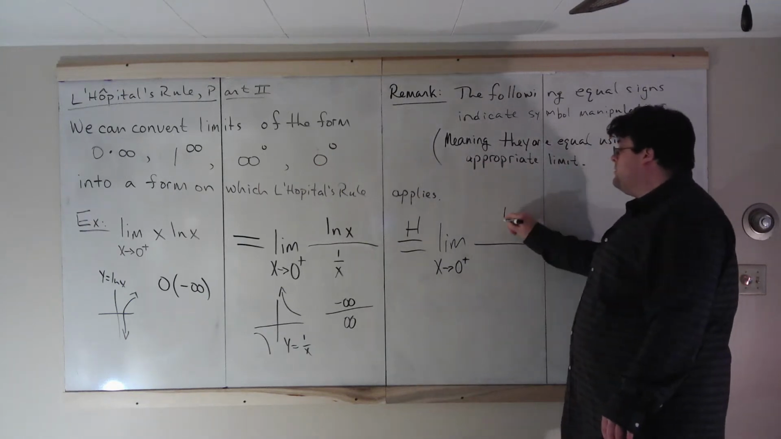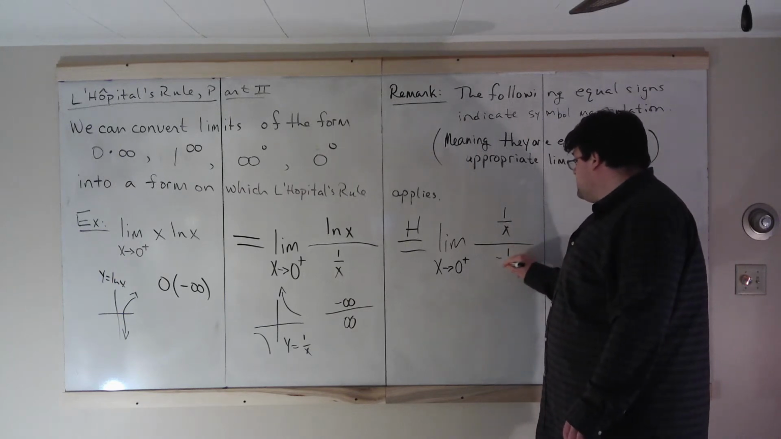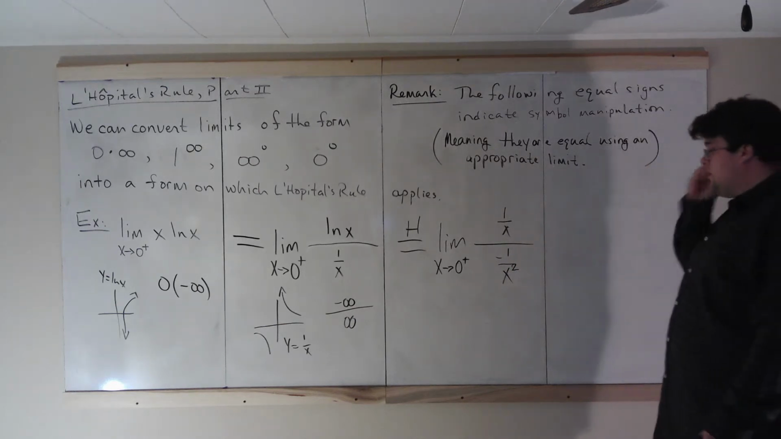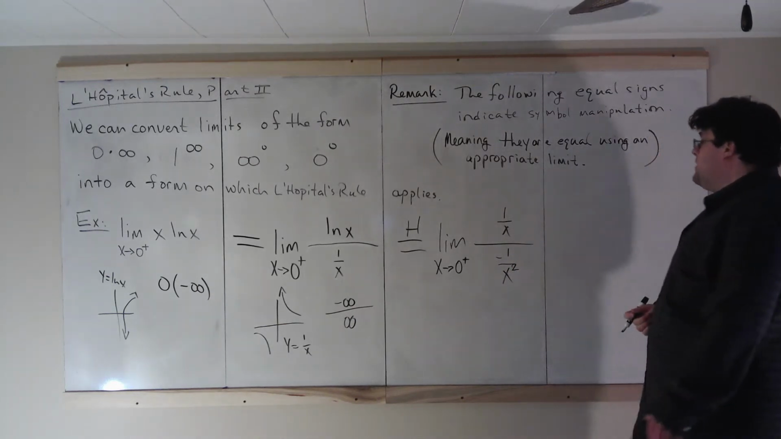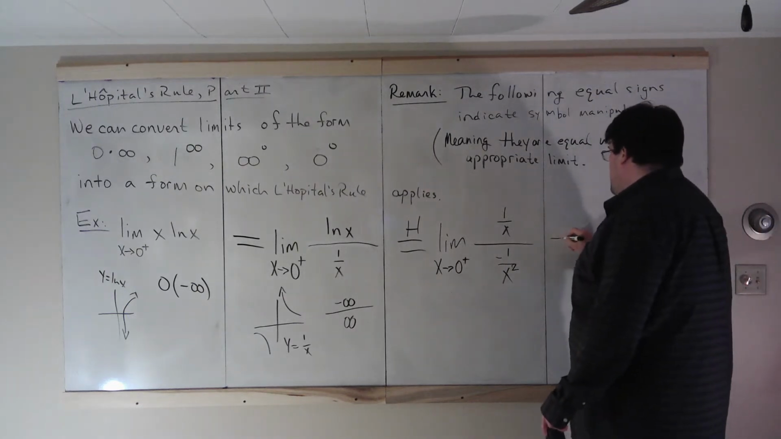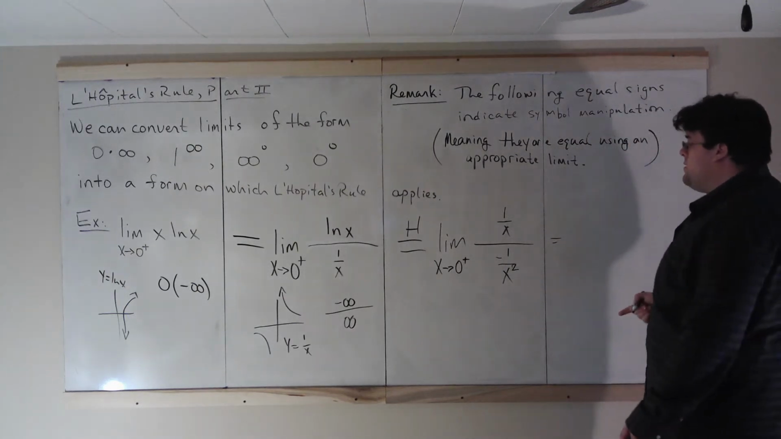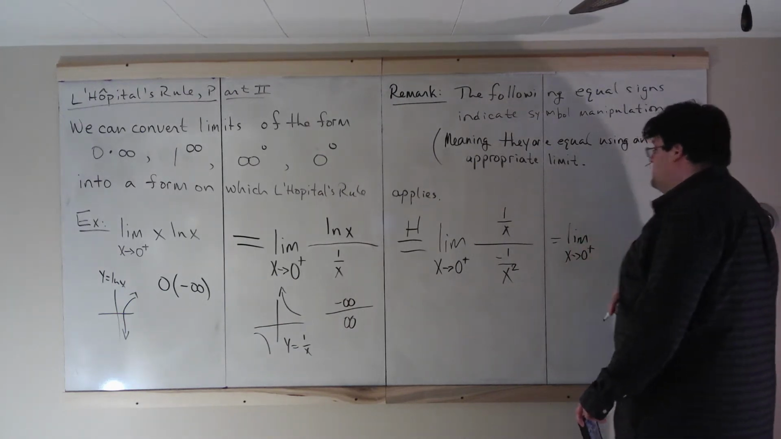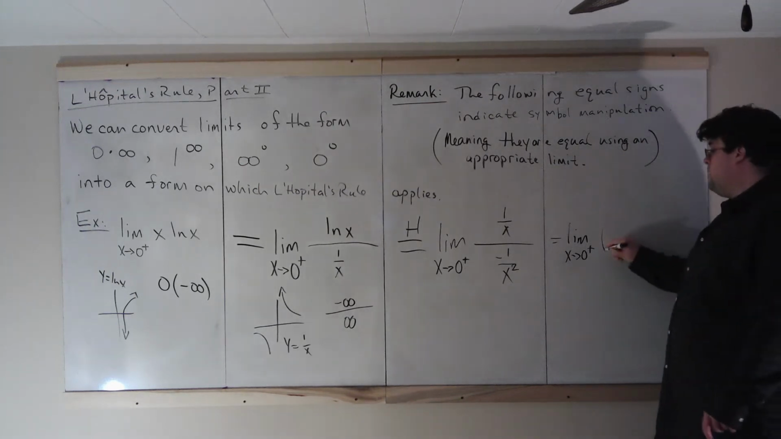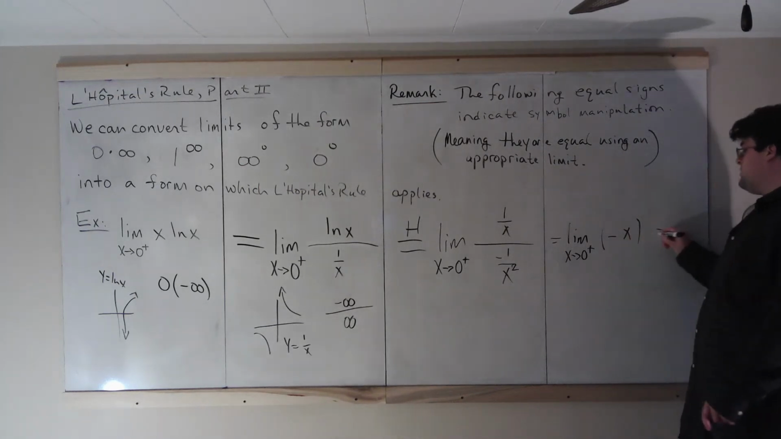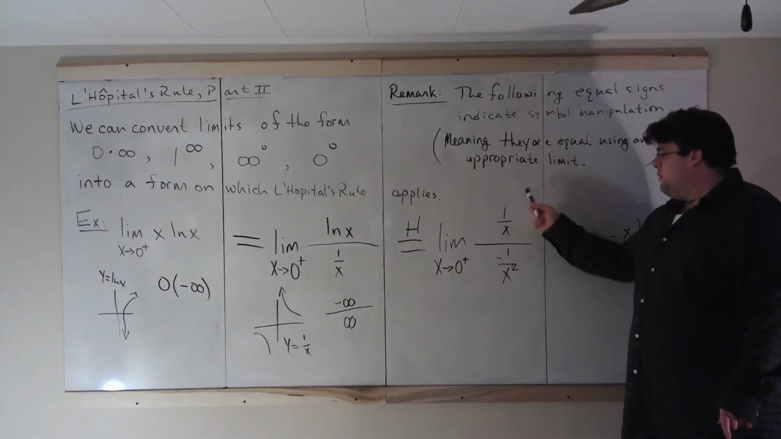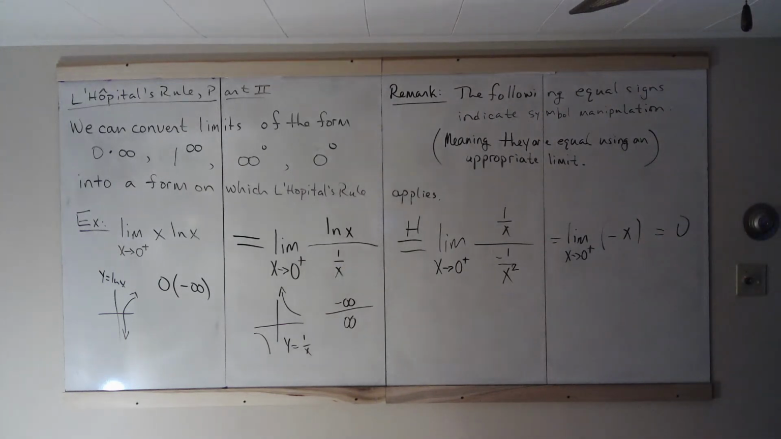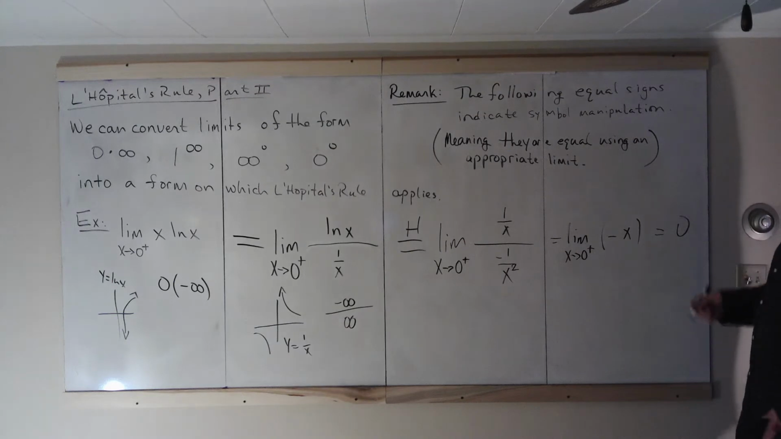Derivative of the top, 1 over x. Derivative of the bottom, here's one of those cases where jumping straight from 1 over x to its derivative, negative 1 over x squared, is, I think, more convenient. Because now we're going to have to simplify this, because right now it's not clear what this limit is. And how does this simplify? It's still a limit as x goes to 0 from the right. It's the limit of negative x. Because this 1 over x times negative x squared just leaves you with 1x and a negative sign. And as x goes to 0, that goes to 0.